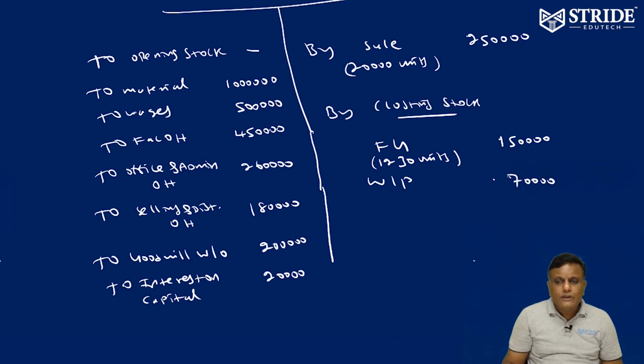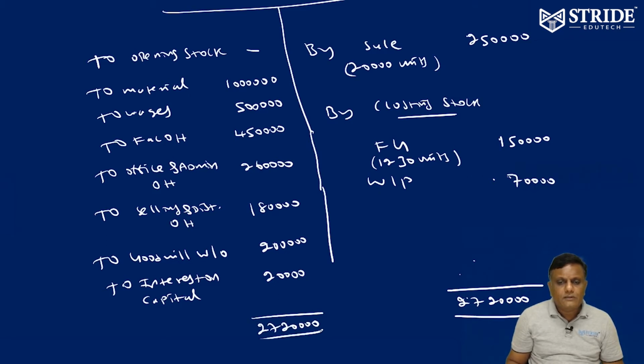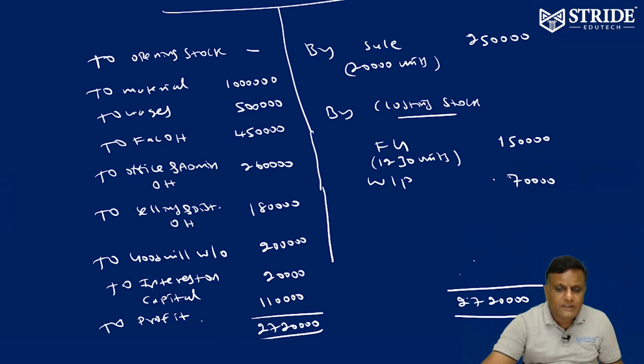Now you simply make a total: 27 lakh 20,000. The missing figure is 1,10,000. So that is the financial profit, 1,10,000.